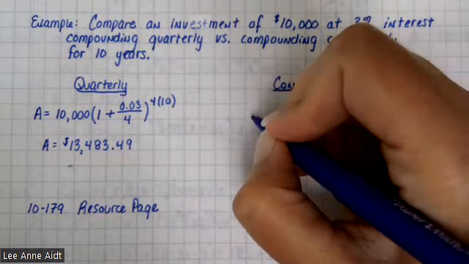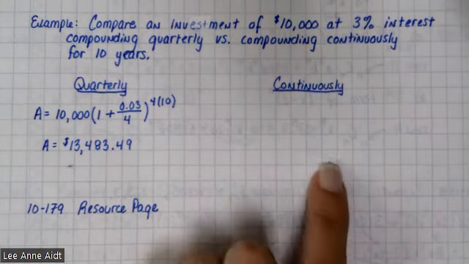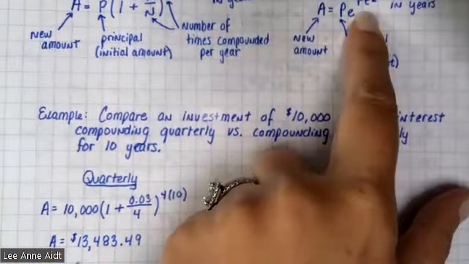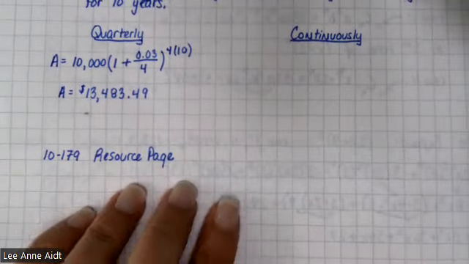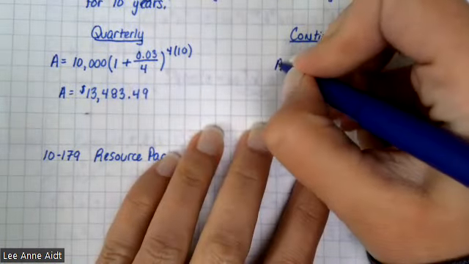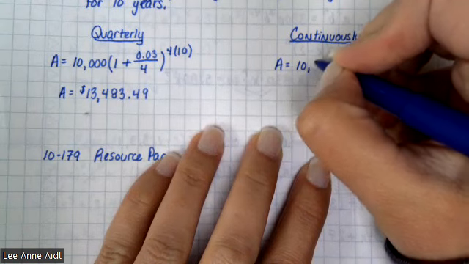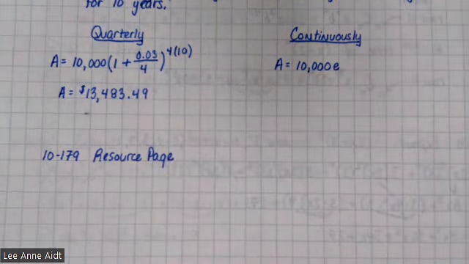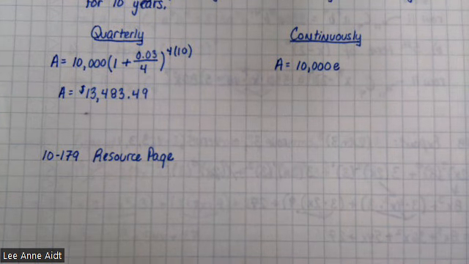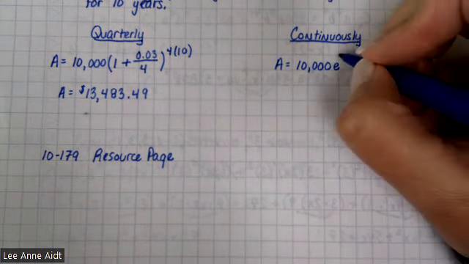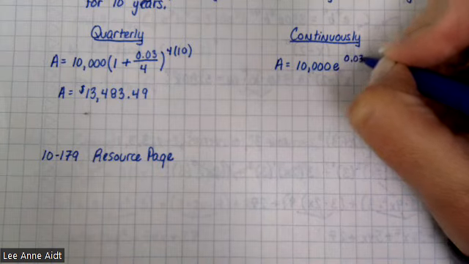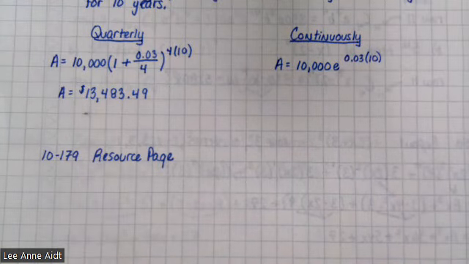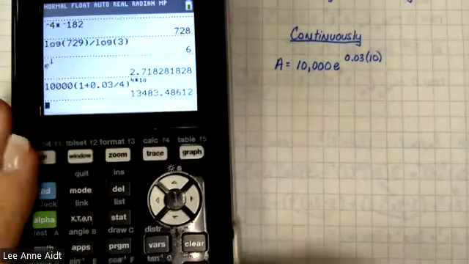Now we're going to do continuously. Because it says continuously, that means you use this formula, which is PERT, P E to the RT. Principal is still the same, 10,000. E is a number, that's not a variable. It's 2.718, blah, blah. R is 0.03. T is 10.